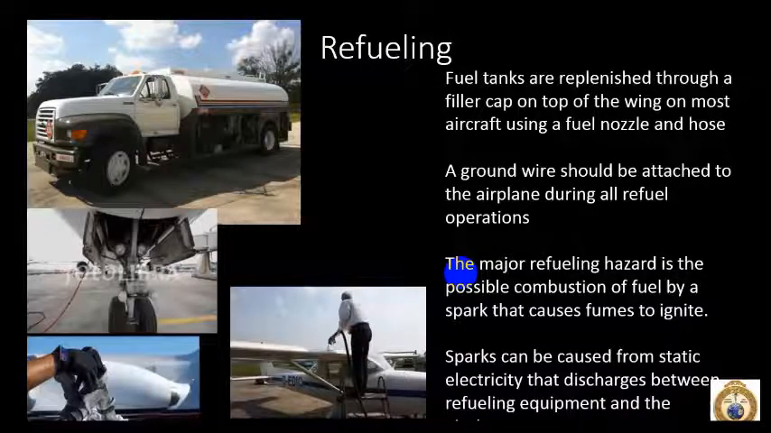This refueling slide just helps us. It's a part of the fuel system lecture, and basically, when we refuel, the fuel is normally replenished through a fuel cap, and you can see the guy with a nozzle, just pumping the fuel like you would your car, or very similarly. But we have to keep in mind that a ground wire should be attached to the aircraft and the truck or refueling equipment, because the major hazard is possible combustion of fuel by sparks that cause the fumes to ignite because of the static electricity that discharges between the refueling equipment and the aircraft.